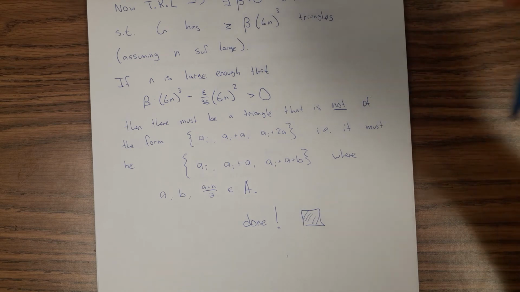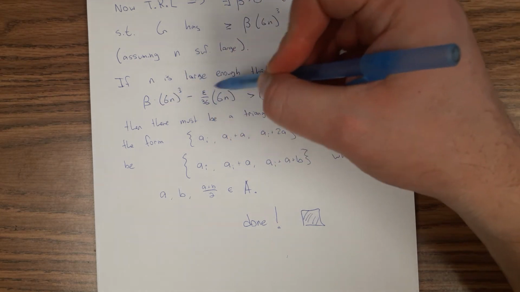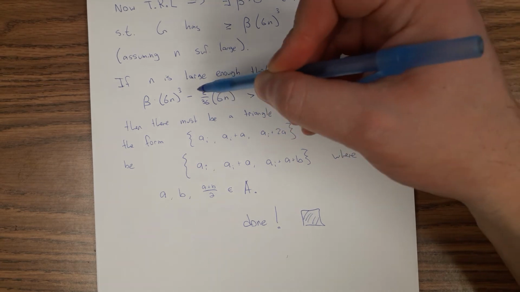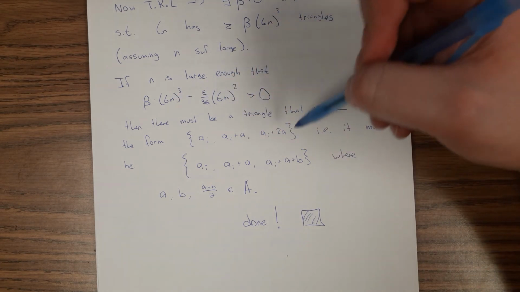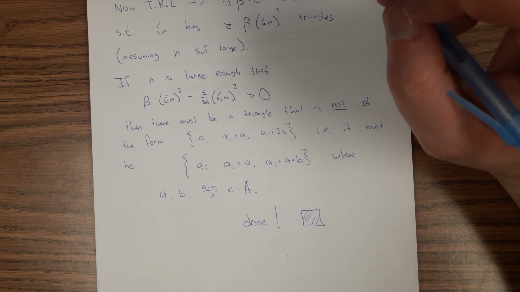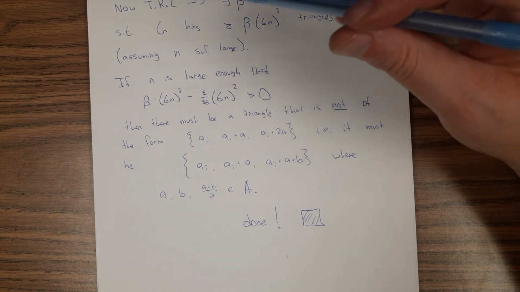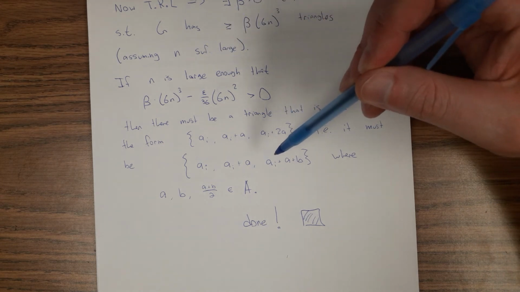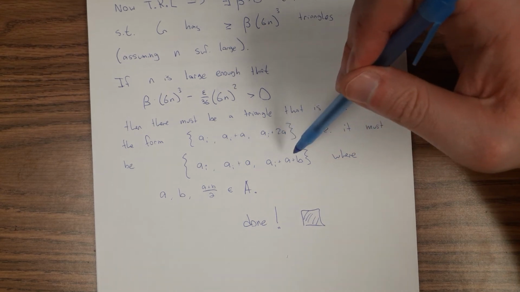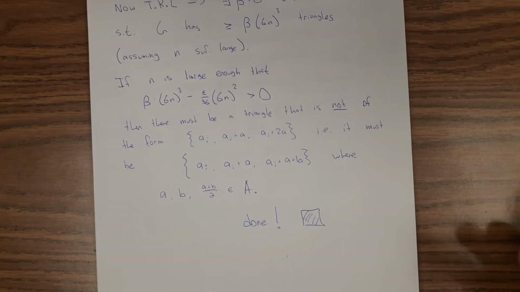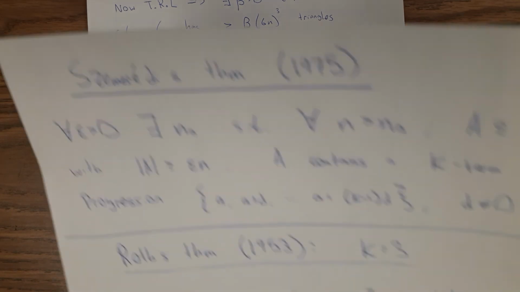Yeah, I guess I'm making this harder than it really is. Right, this is the total number of triangles. This is the ones that are of that particular form. So if this is positive, then there's a triangle that's not of that form. So what can it look like if it's not of that form? Well, it has to have at least a vaguely similar form.